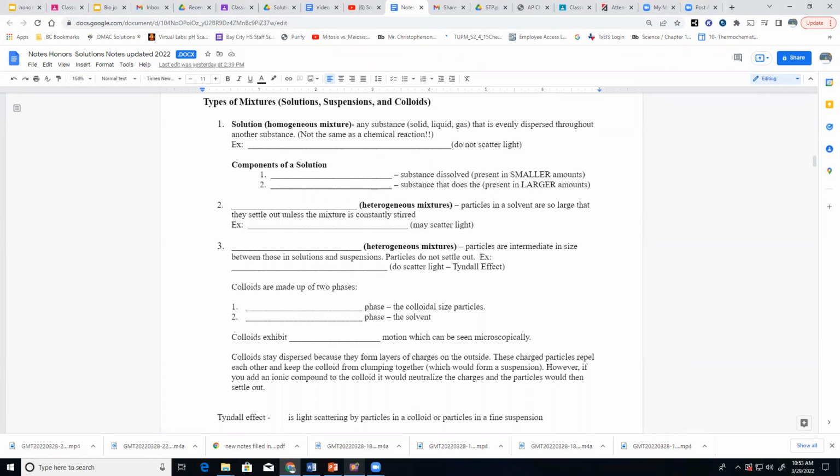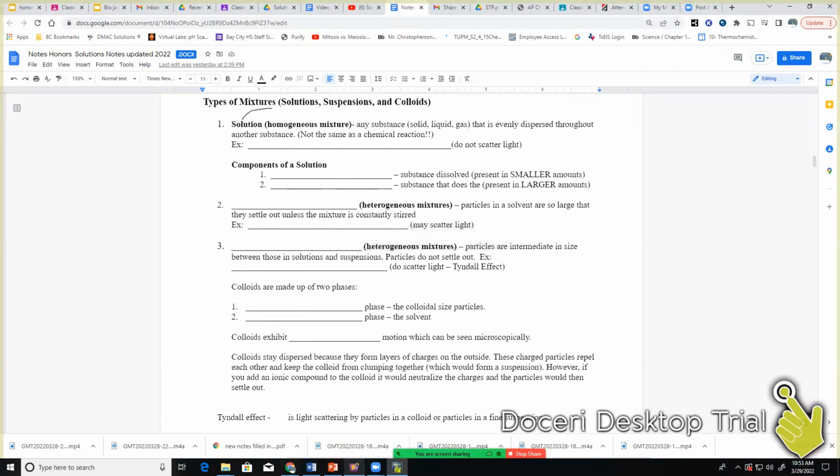All right. So solution, homogeneous mixture, those are the same thing. We're going to be calling it more solution during this unit. So that can be any substance, a solid, liquid, or gas that is evenly dispersed in another substance. That does not mean they chemically reacted. That just means it has dissolved. So saline solution, which is a salt solution, is kind of just a real broad example.